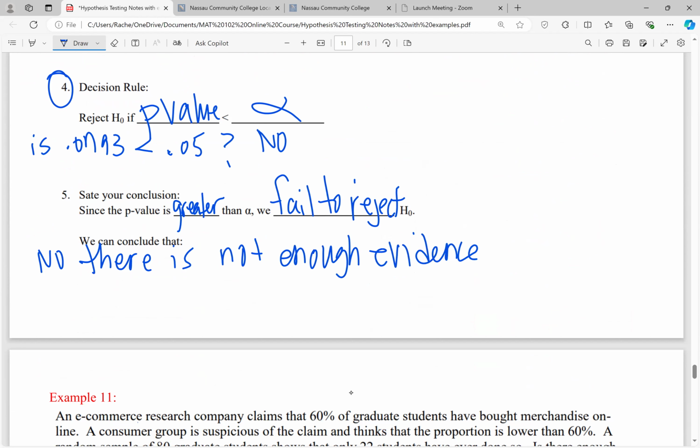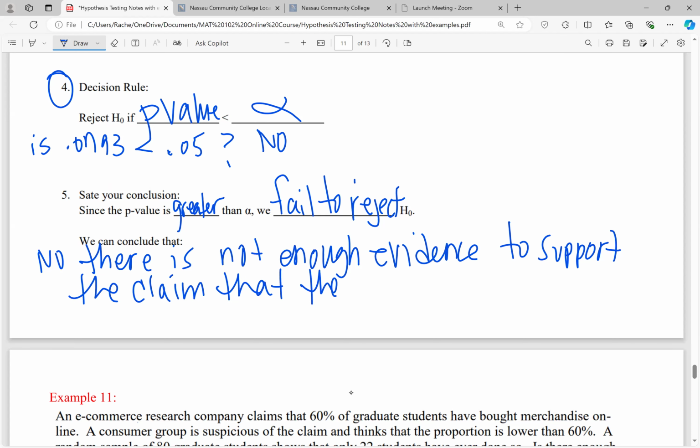So no, there is not enough evidence to support the claim that the dropout rate is increasing. We didn't have enough evidence to reject the null hypothesis.